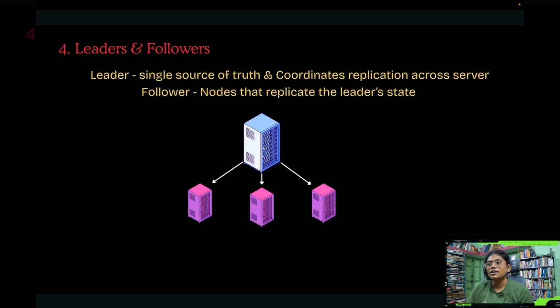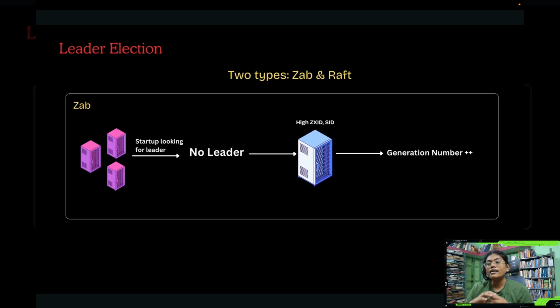And the fourth concept is the leader and the followers. Leader is the single source of truth, and it is the one server that coordinates all the replication across the cluster. And the followers are nodes that replicate the leader's state. And there is one important concept called leader election. There are two types which are mainly used. First is ZAB, which is used by Zookeeper, and the second is Raft.